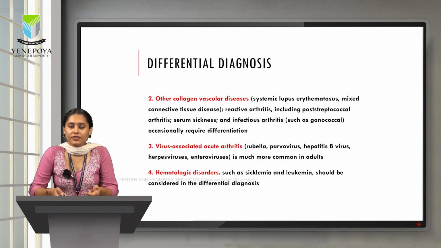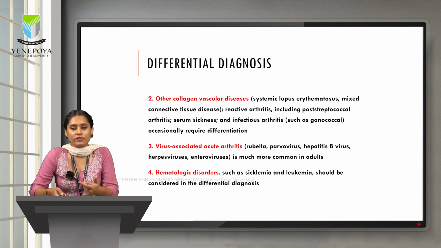So what are the other differential diagnoses? It can be because of some collagen vascular diseases such as SLE, mixed connective tissue disorders, etc. It can be because of some virus associated acute arthritis, which is usually rubella, hepatitis B virus, all of this, which is very common in adults. Then it can also be because of some hematologic disorders such as sickle cell anemia or leukemia, which should be considered as a differential diagnosis for rheumatic fever.